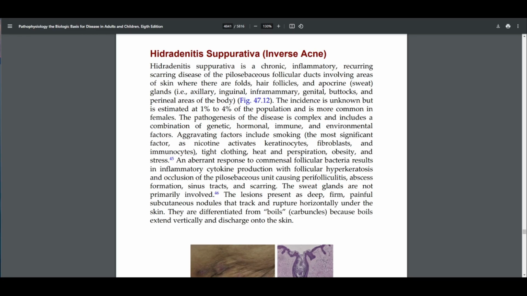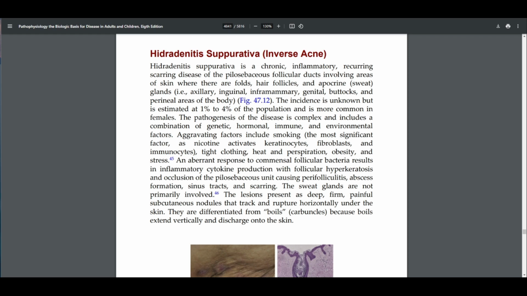The pathogenesis of the disease is complex and includes a combination of genetic, hormonal, immune, and environmental factors. Aggravating factors include smoking, tight clothing, heat and perspiration, obesity, and stress.